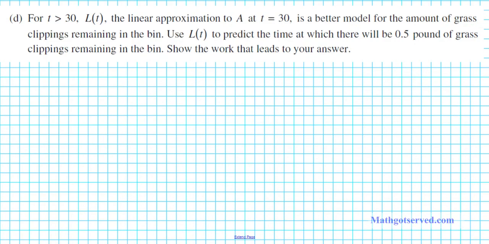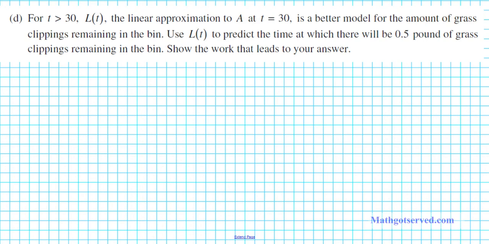All right, so let's take a look at the D part. For part D, it says for t greater than 30, L of t, the linear approximation to A at t equals 30, is a better model for the amounts of grass clippings remaining in the bin. Use L of t to predict the time at which there will be 0.5 pound of grass clippings remaining in the bin. Show the work that leads to your answer.